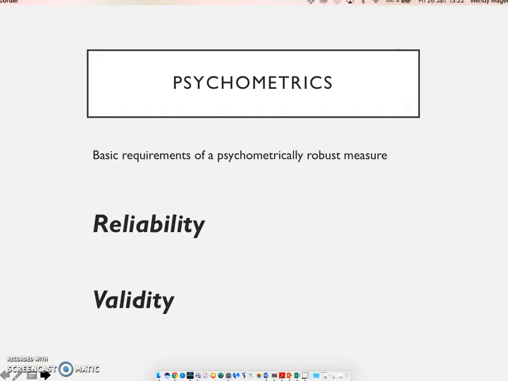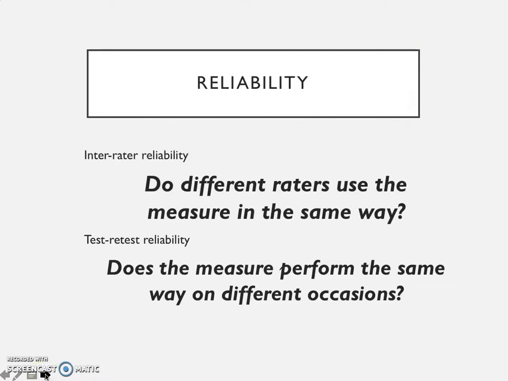So the main questions when we're thinking about the psychometrics of an assessment are, does the assessment have reliability and does it have validity? These are the two really important psychometric properties when we're using an assessment or a measure of a different sort. So first of all, let's think about reliability. There are two different types of reliability that we think about mainly in terms of psychometrics of assessments.